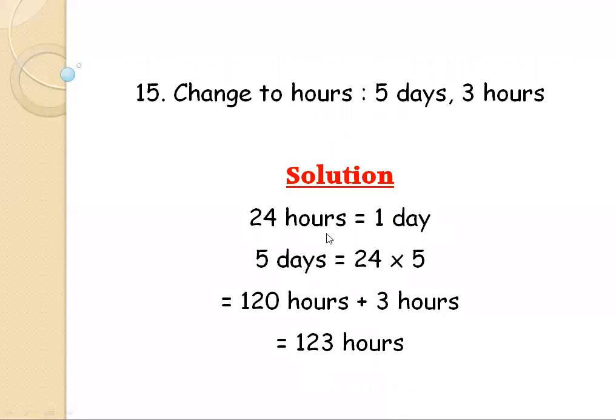So I'm going to change 5 days to hours by multiplying 5 by 24. So 24 times 5 is 120 hours. Then I'll add these 3 hours to this. 120 hours plus 3 hours will give me 123 hours. Did you see that? So I have changed 5 days, 3 hours to hours.